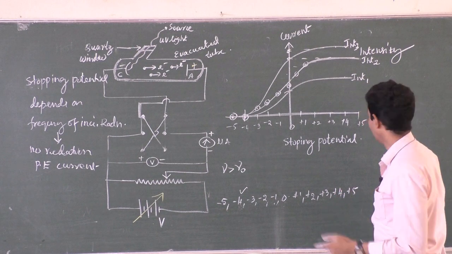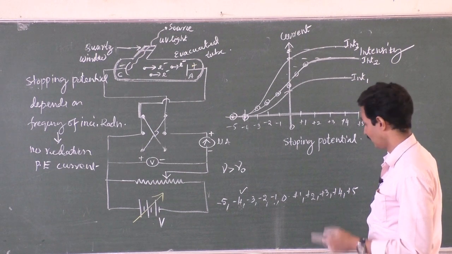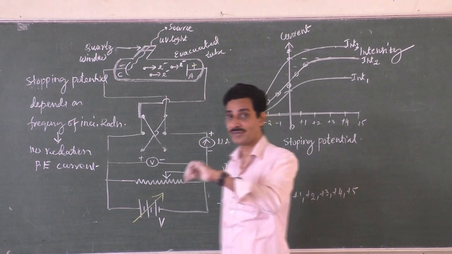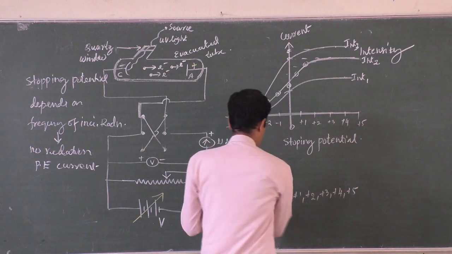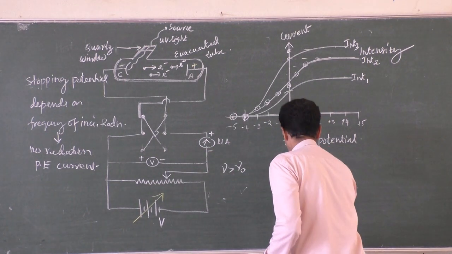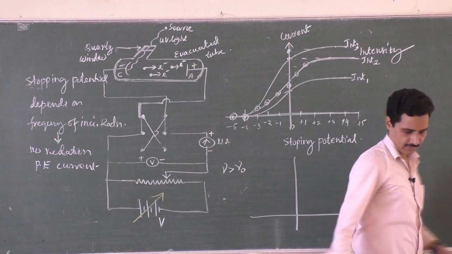Okay? Now shall I draw the same graph with different frequency? That is more interesting now. Hope you have followed this, right? Now I'll draw it here. A graph of photoelectric current.